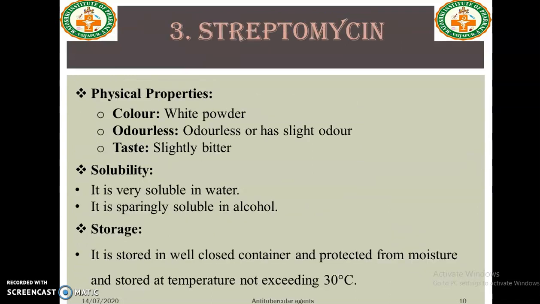Next example is streptomycin. Streptomycin is a white powder, either odorless or with a slight odor, and its taste is slightly bitter. It is very soluble in water and sparingly soluble in alcohol. Streptomycin is stored in well-closed containers, protected from moisture, at a temperature not more than 30 degrees Celsius.